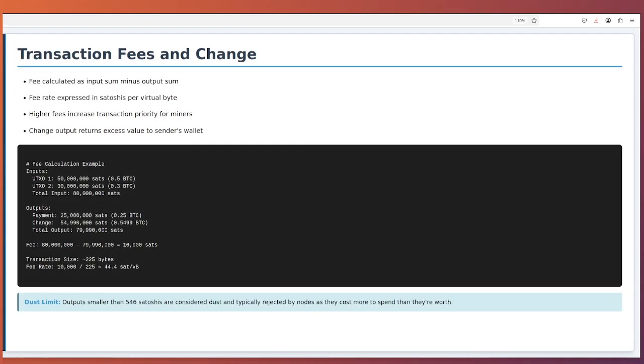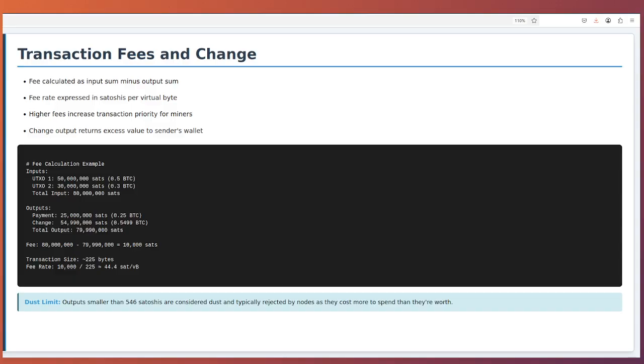Transaction fees and change. Understanding transaction fees and change outputs is essential for creating P2PKH transactions that will be confirmed in a reasonable time and don't waste your Bitcoin. The fee mechanism is how Bitcoin incentivizes miners to include transactions in blocks, and proper change handling is crucial for maintaining control of your funds.